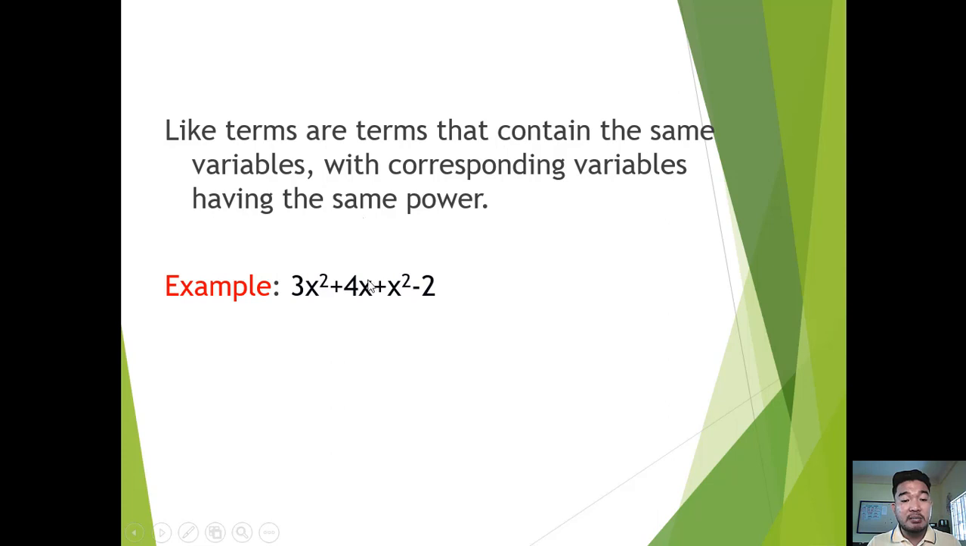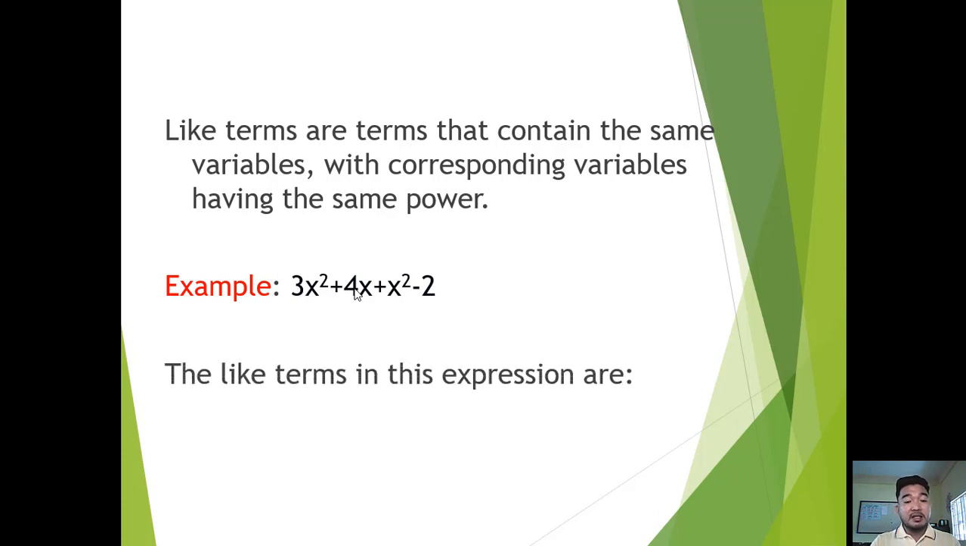Hindi natin pwedeng sabihin na si 4x ay like term kay 3x squared because even though magkamukha yung kanilang variable, but the power or the exponent are not the same. So para maging like terms ang dalawang terms, kailangan magkamukha ang kanilang variables at magkamukha ang kanilang exponent. Magkamukha ang exponent of the variables. So the like terms here are 3x squared and x squared only.